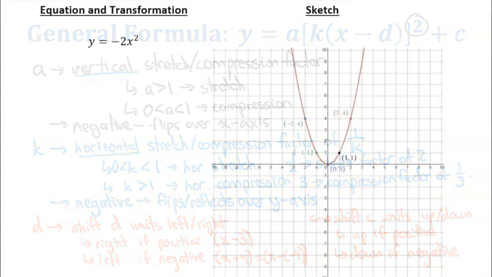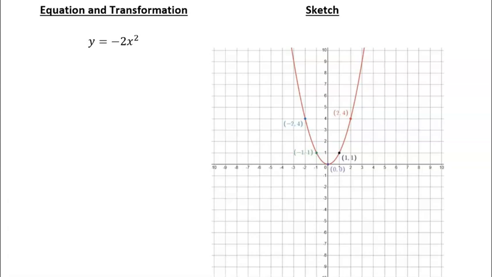So let's look at a situation where we just have an a value. Notice this is not negative 2 and it's not being squared at all. And so because of that, it's just the a value. So the a value is negative 2. And what that means is, first off, it is flipped or reflected over the x-axis.